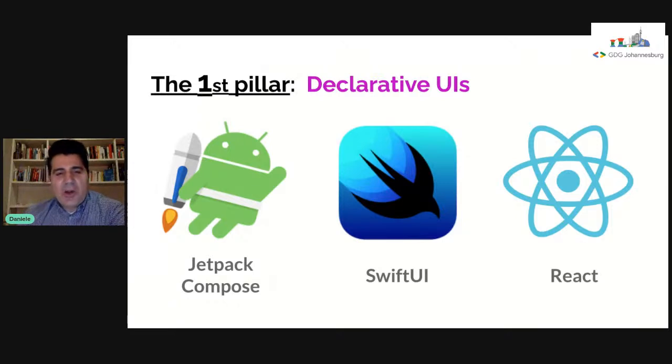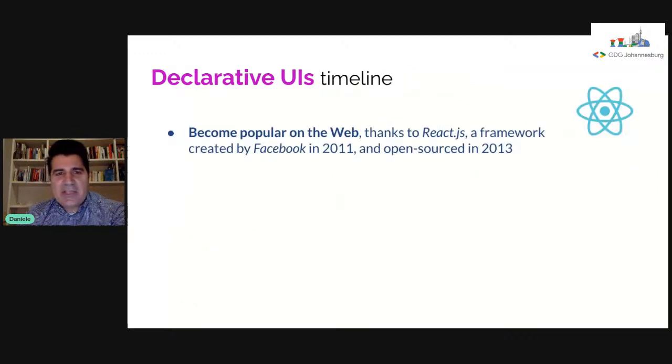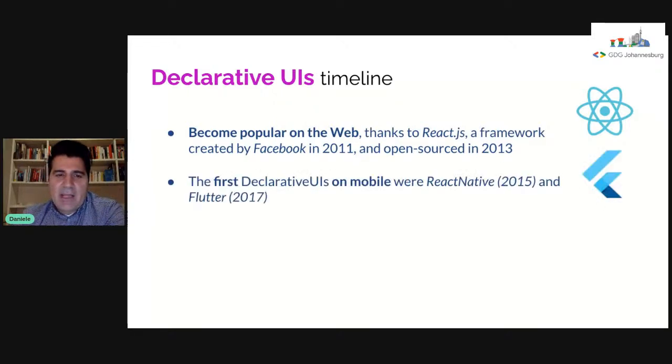Okay, so let's talk more in detail about this first pillar, which is the declarative UI. Let's give a little bit of a timeline. So declarative UIs became very popular on the web, and this was thanks to React.js, which is a framework that was created by Facebook in 2011 and was open source in 2013. Then on mobile, probably the first experiment was with React Native, which was the mobile version of React.